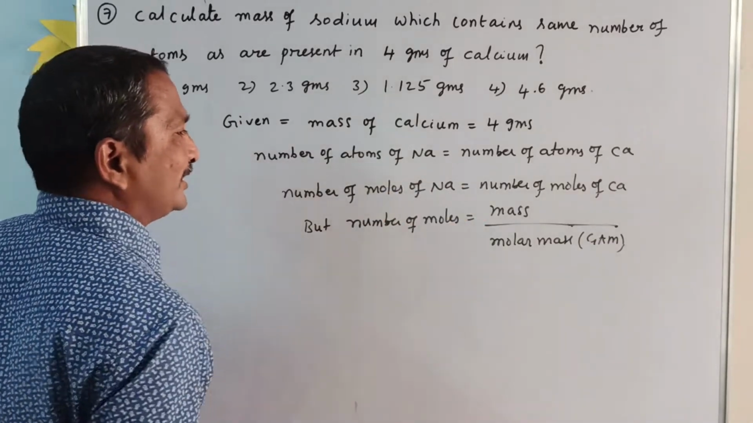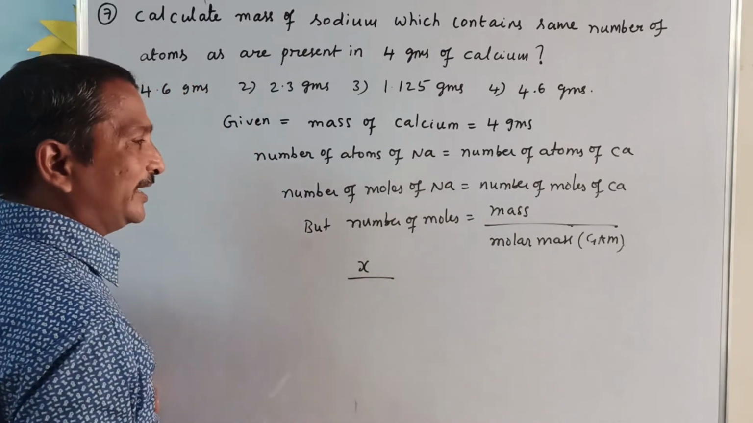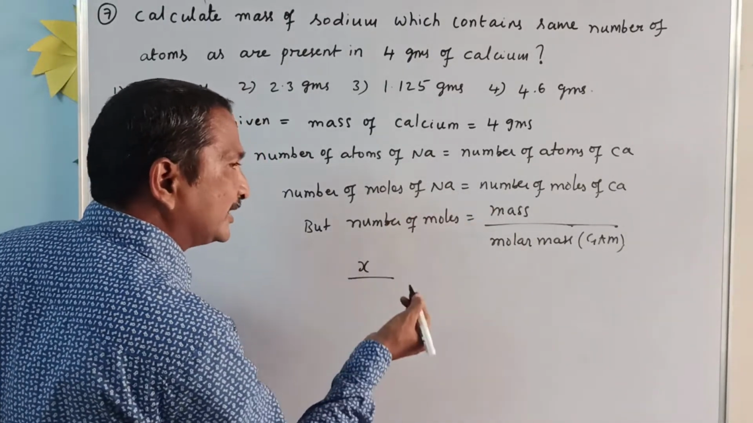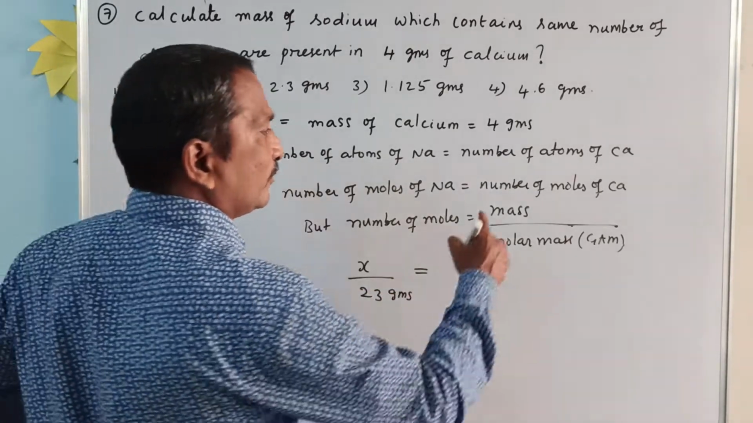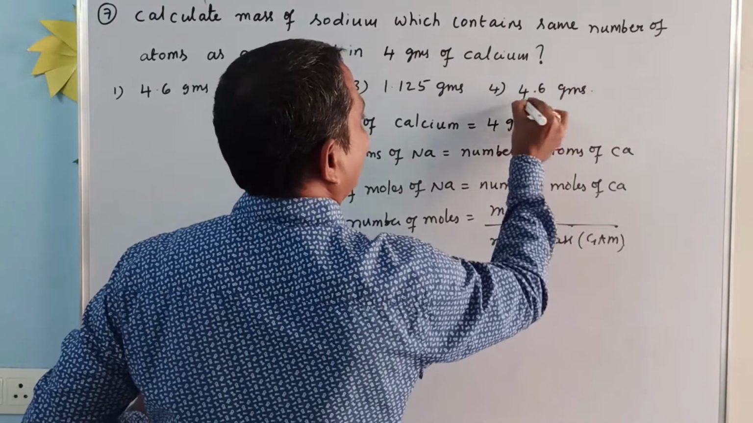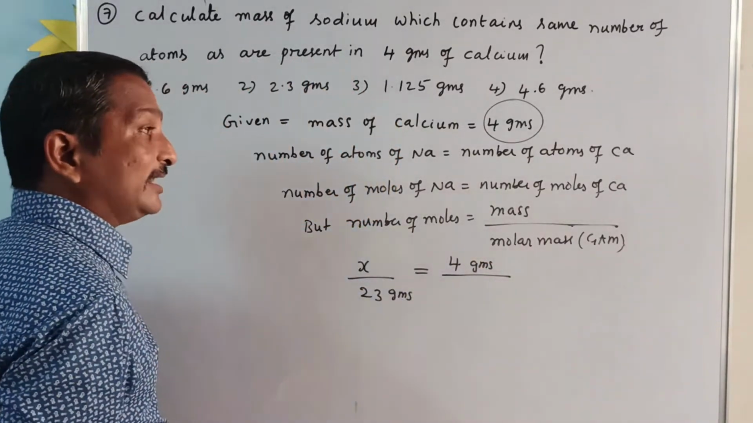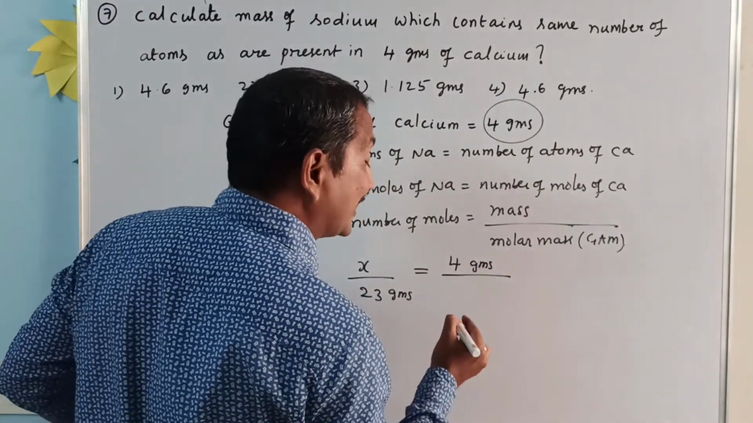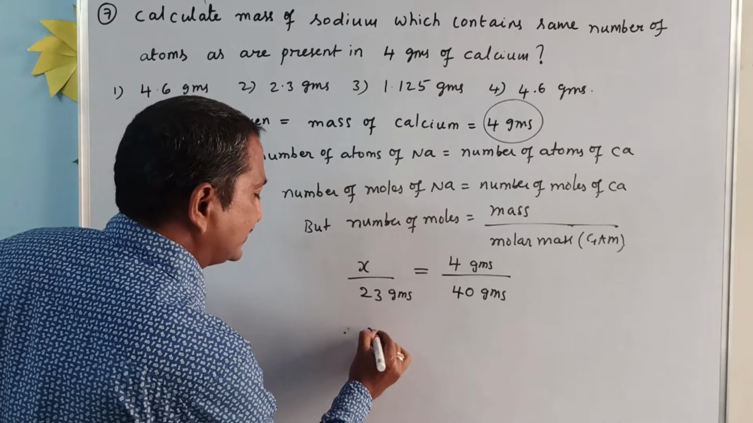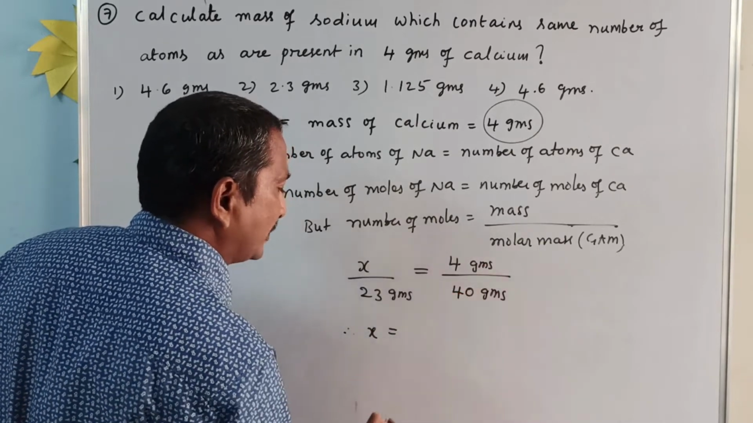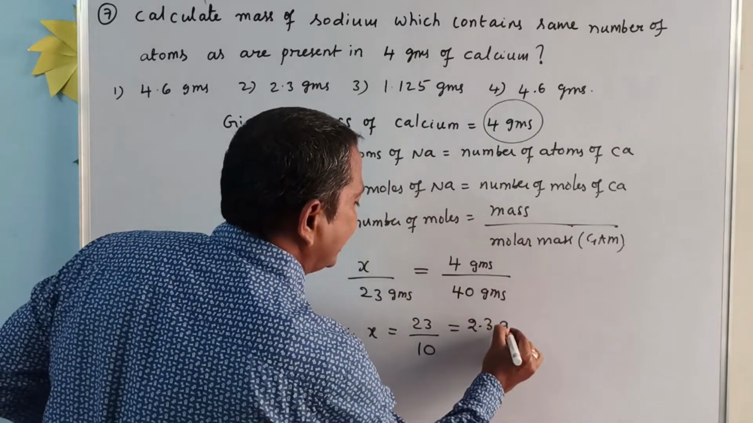Now, what is the mass of sodium? X. It is to be calculated. What is the molar mass of sodium? That is nothing but gram atomic mass, 23 grams. What is the mass of calcium given? 4 grams. By what is the molar mass of calcium? That is nothing but gram atomic mass from the table, 40 grams. Therefore, X is equal to 4 by 40 means 1 by 10. 23 by 10, that is equal to 2.3 grams.